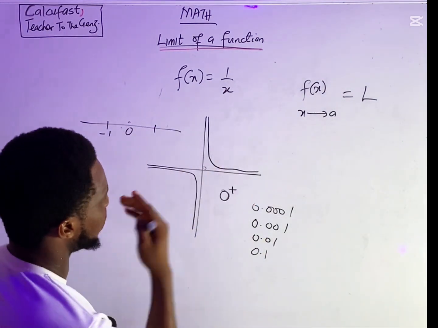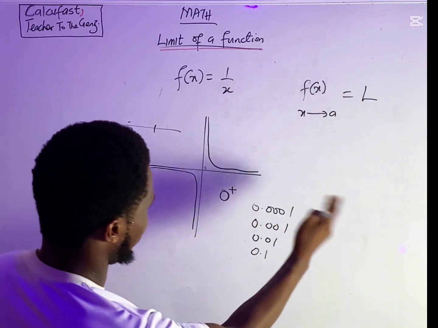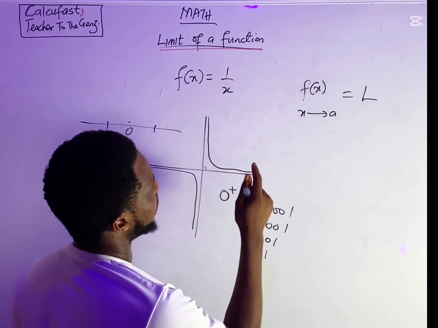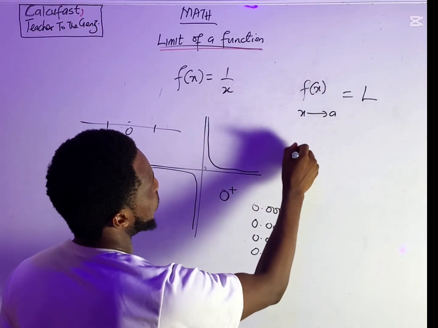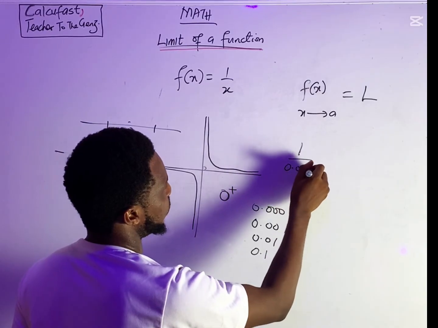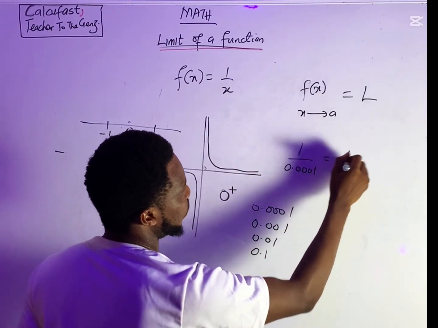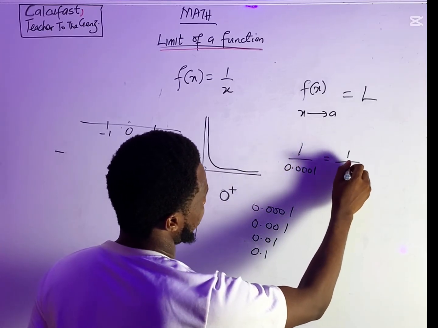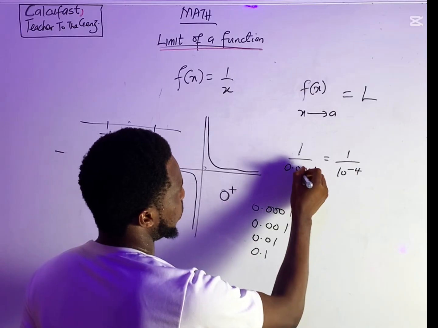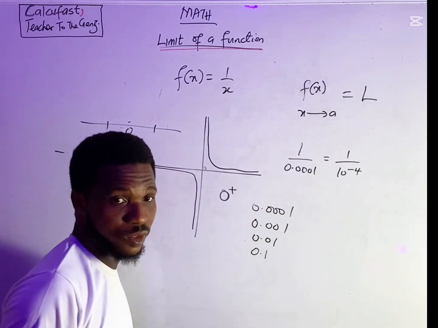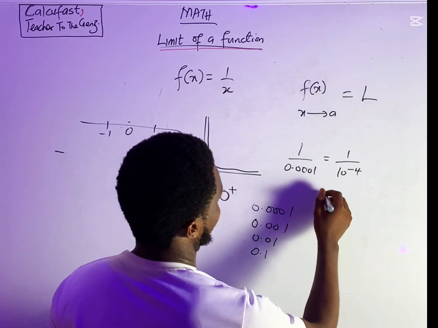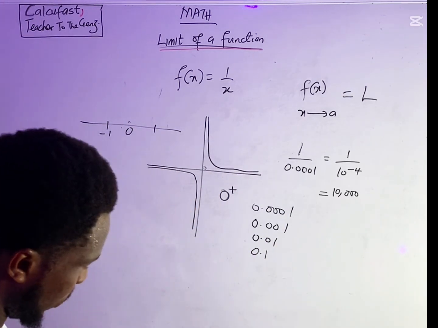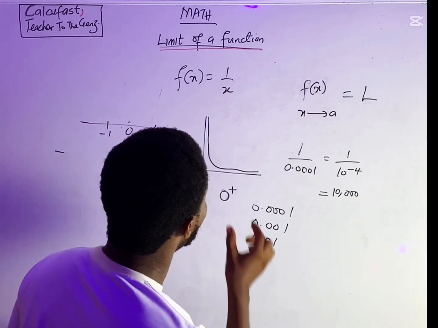But then let's just pick this positive side. We could pick negative, but let's just put x equal to this here. You see that this is going to be 1 over 0.0001, and that's 1 over 10 to the -4, and that's giving you 10,000, if I'm not mistaken.